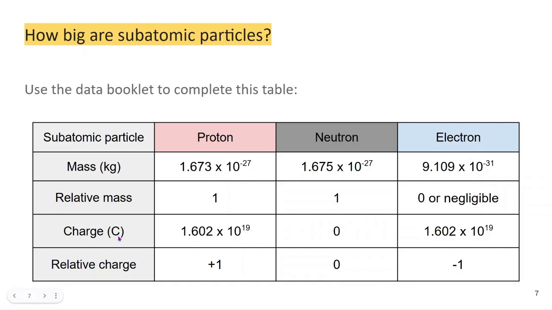Again, we're not going to use this Coulomb value because it's kind of hard to calculate with. So when we're calculating charge and we're thinking about atoms, we will use the relative charge. So a proton is plus 1, it's positive, and an electron is minus 1, it is negative, and a neutron is 0. So hopefully you're able to find that stuff in there.